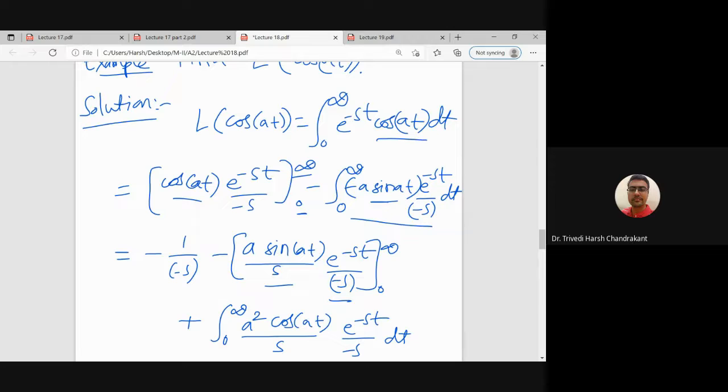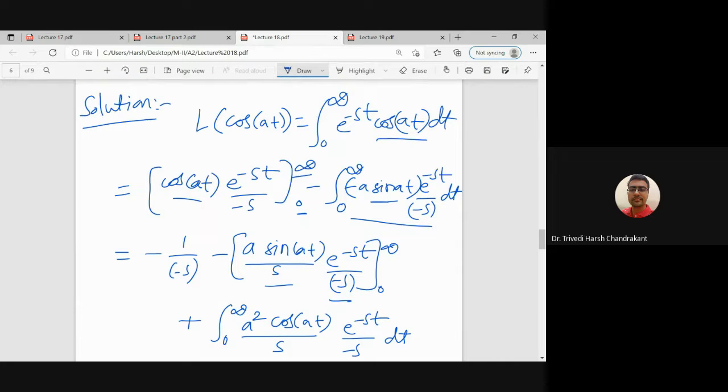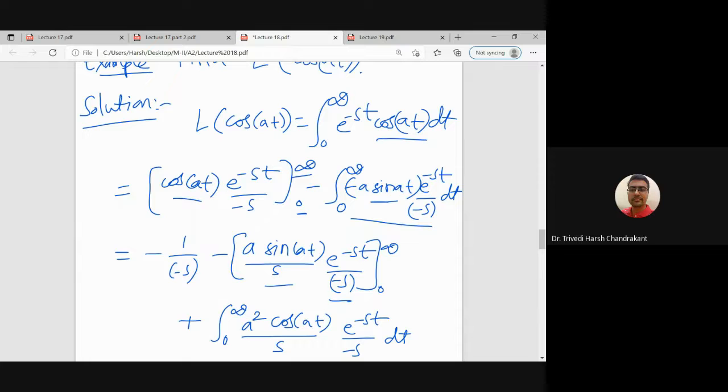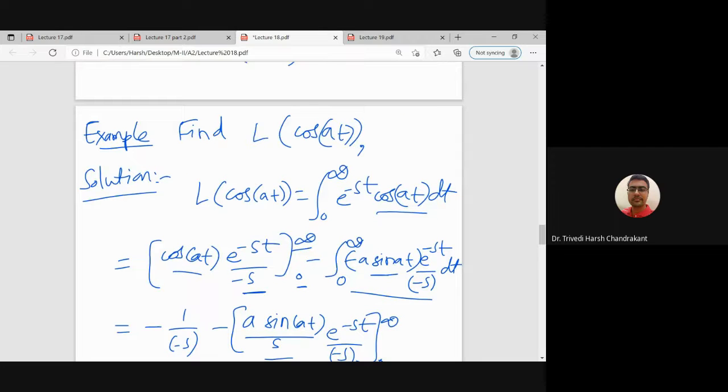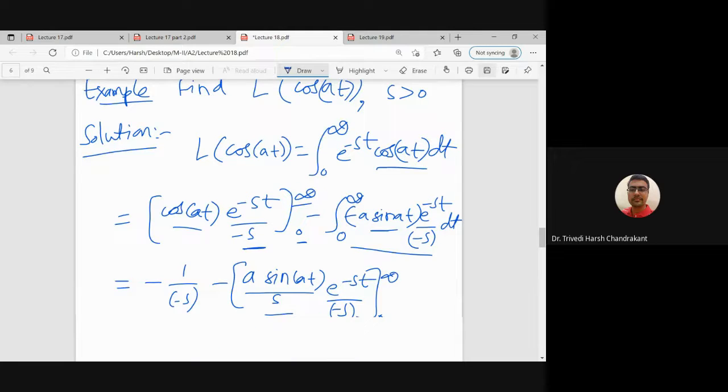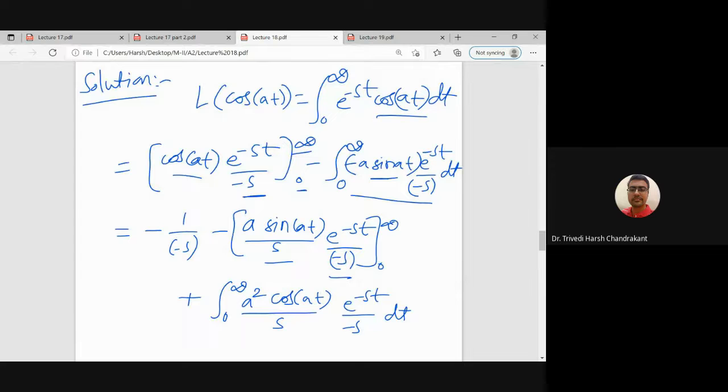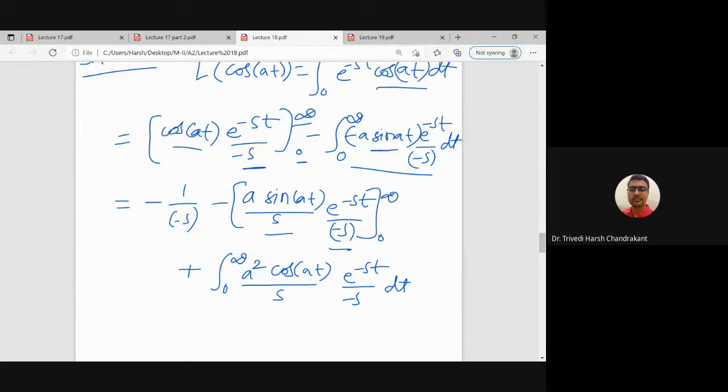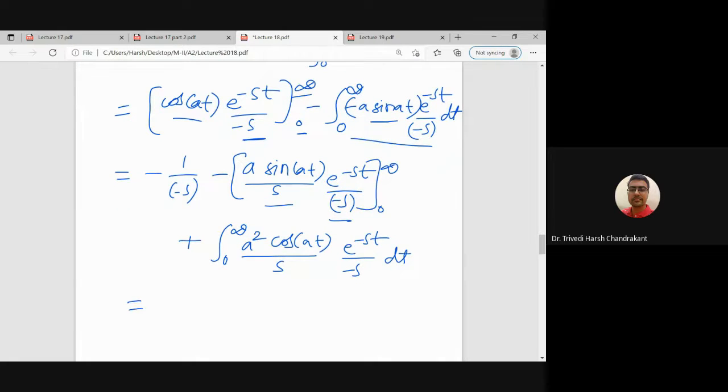So just verify whether we have made any mistake or not. We used the integration by parts formula once again, and now we can see that we have not mentioned that s is greater than 0, but we are dividing by s everywhere. So that means we need the condition that s should be greater than 0, right? Otherwise we cannot divide by s. So that is the condition, and finally, what shall we get? This term will be 0 because at infinity e power minus st is 0, and sine is 0 whenever t is 0, right?